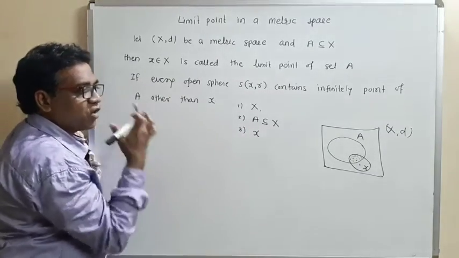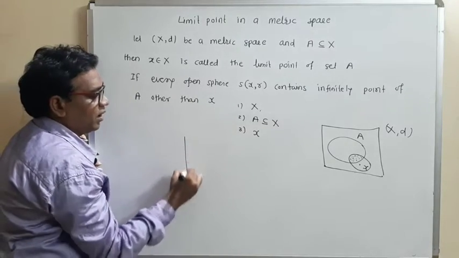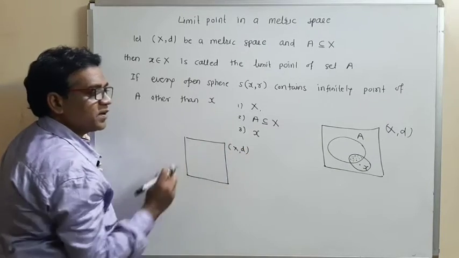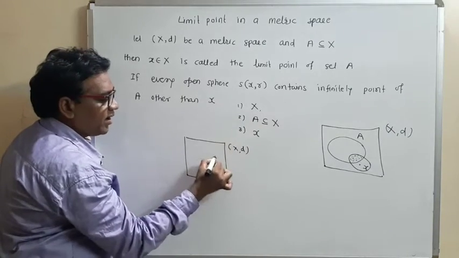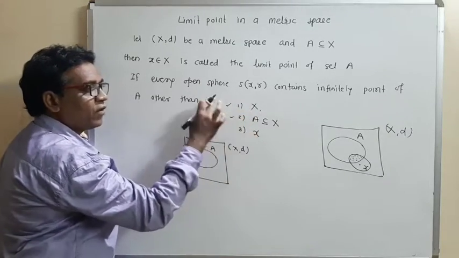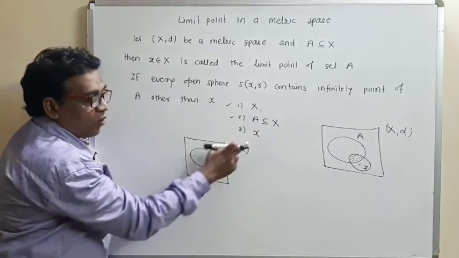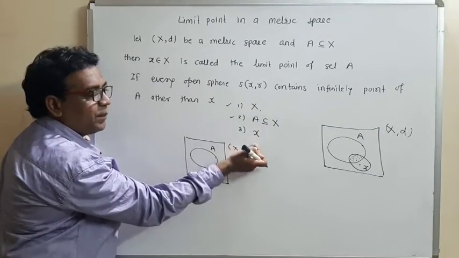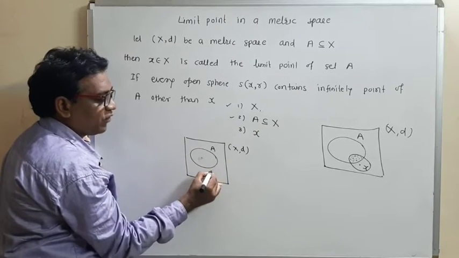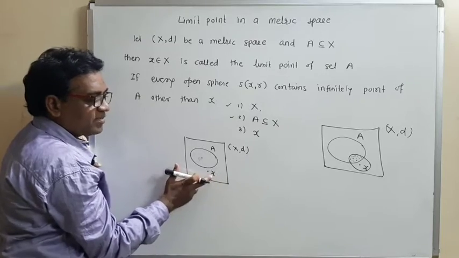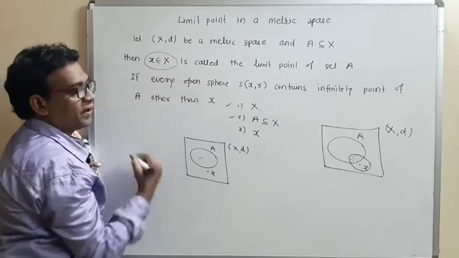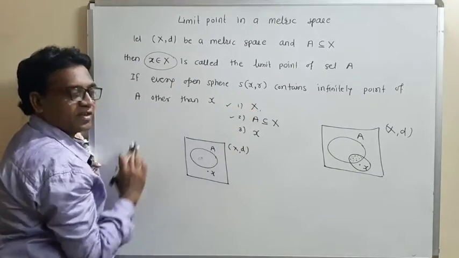Now see what is the definition of this limit point. If we consider this as a metric space, suppose (X, d), and we require any subset A of capital X. These are the preconditions for limit point. Now what is this x? x may be an element of A or it may not be an element of A. Obviously this x is an element of capital X. This is the requirement. It should be an element of our space X.